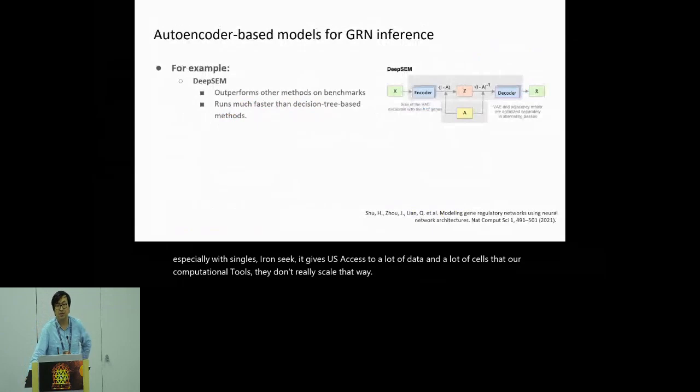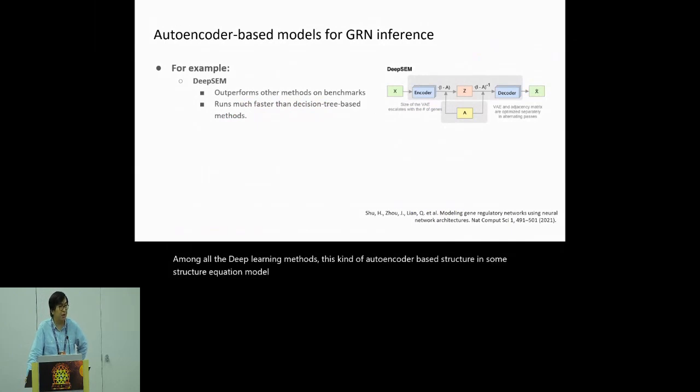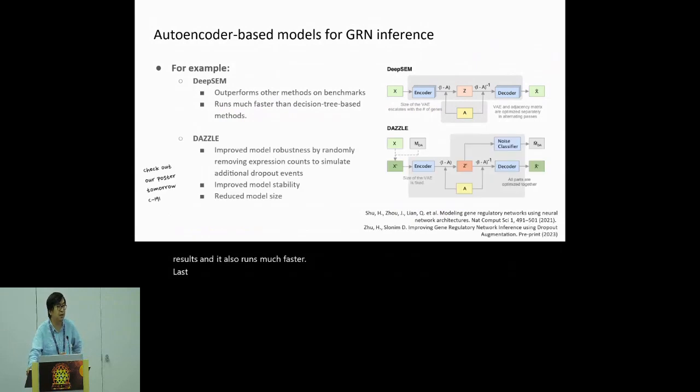Among all the deep learning methods, this kind of autoencoder-based structural equation model has drawn a lot of attention in recent years. A good example is DeepSEM. People find that it outperforms a lot of previous methods based on benchmarking results, and it also runs much faster. Last year, our lab also proposed an improved version of DeepSEM, and we call it DAZZLE. In this method, we add a small amount of extra zeros to the data, and we find that it actually helps the model stay more robust.